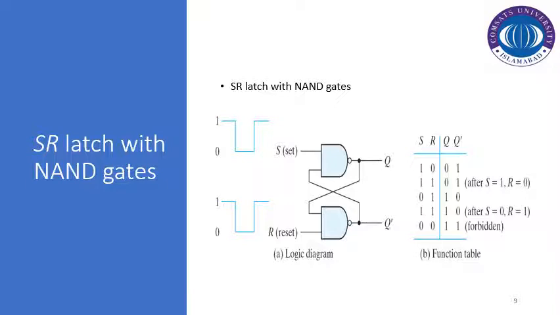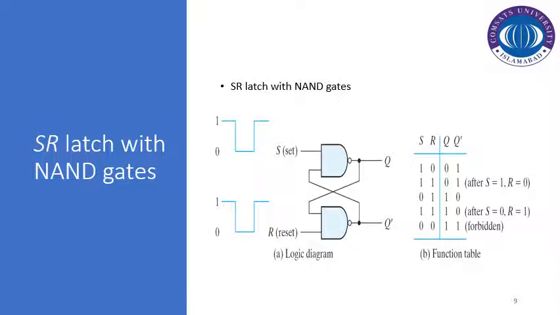So the placements of the inputs for these NAND gates are basically reversed. If you see the previous implementation, the placement of these inputs was reversed, and the functionality is also reversed because we are now using NAND gates. So we can also call this latch S prime R prime, because the low value of S and R basically determines our output.